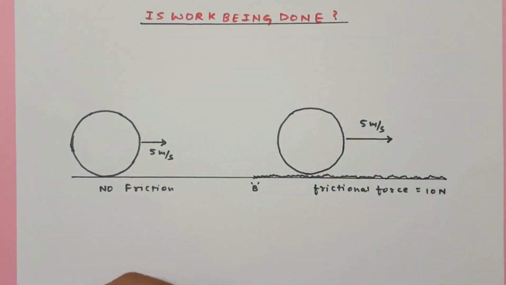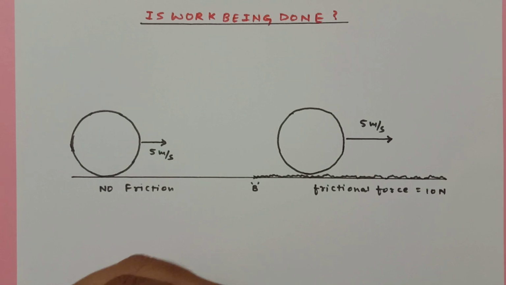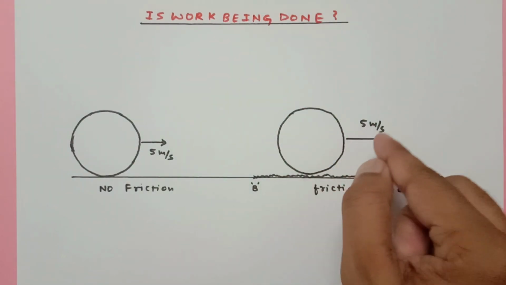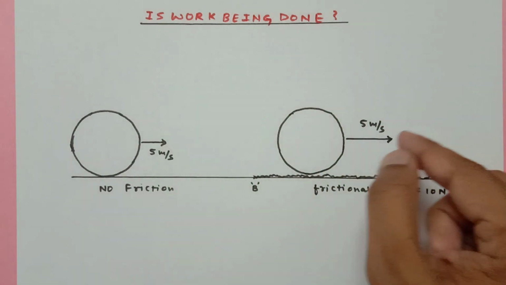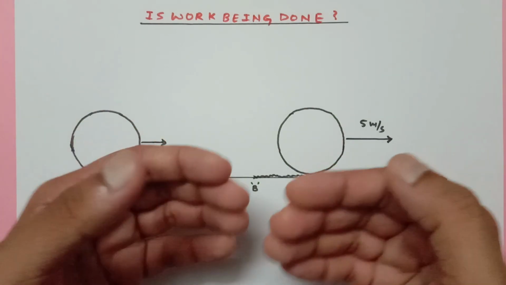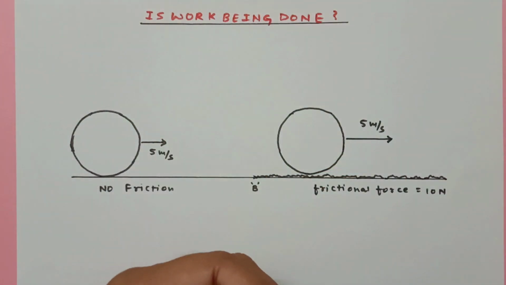Now we don't want that thing to happen. We don't want the ball to stop. We want the ball to be moving with constant velocity 5 meters per second. So is the work being done by us in this particular situation or not is the problem. So the answer is yes.